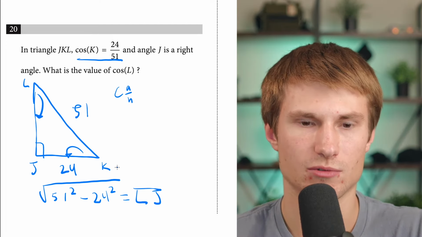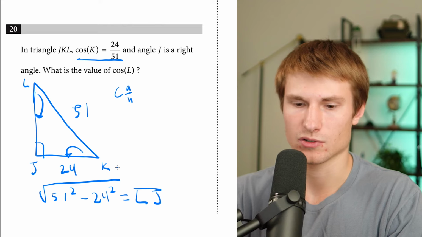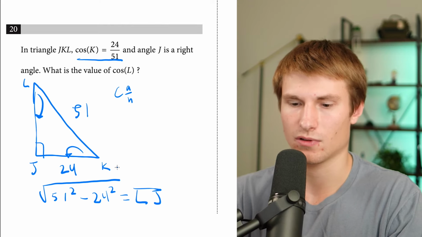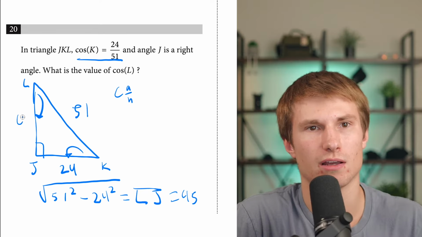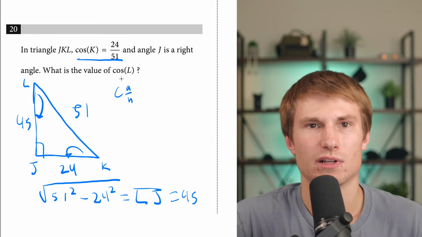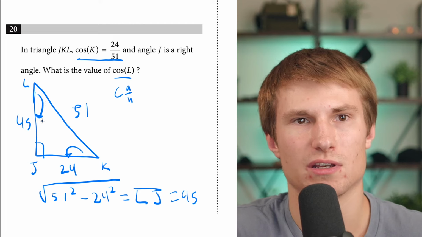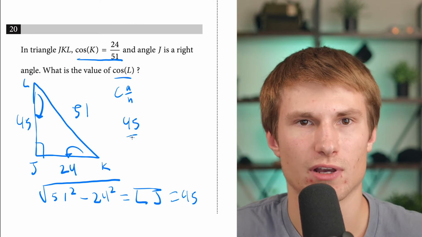51 squared, subtracting 24 squared. That'll give us 2025. Take the square root of 2025. That'll give us 45. So the value of LJ is 45. We can go ahead and plot that in our triangle. We need the cosine of L. Cosine of L then would be the adjacent of L, which is 45 over the hypotenuse of 51.